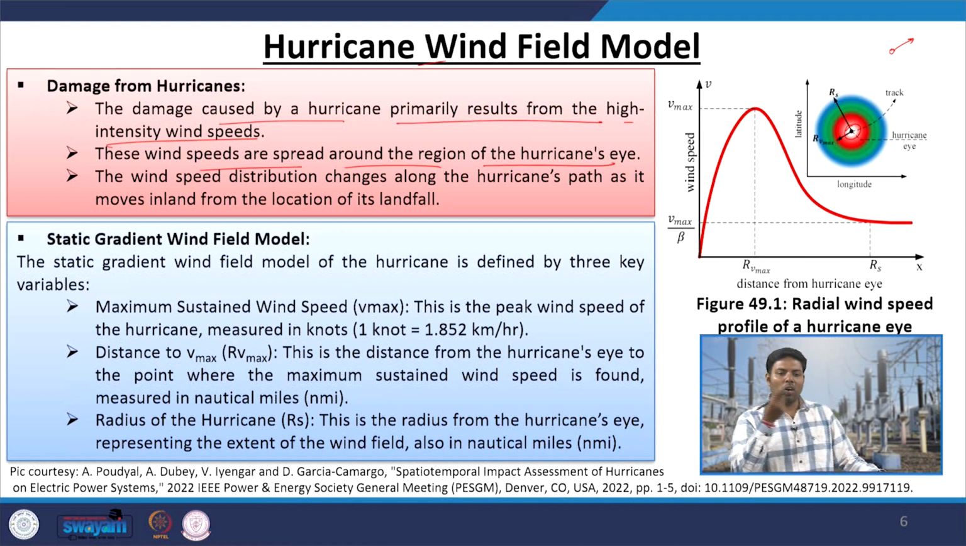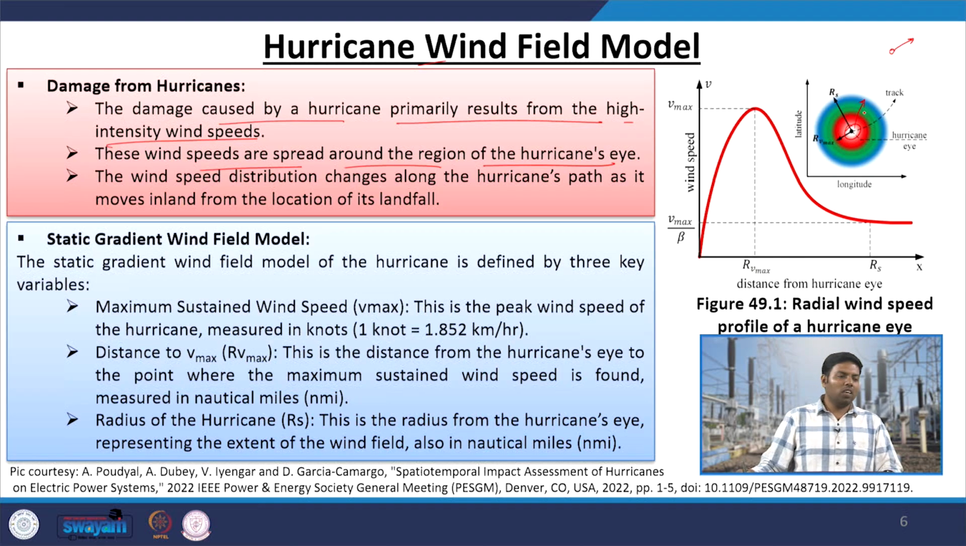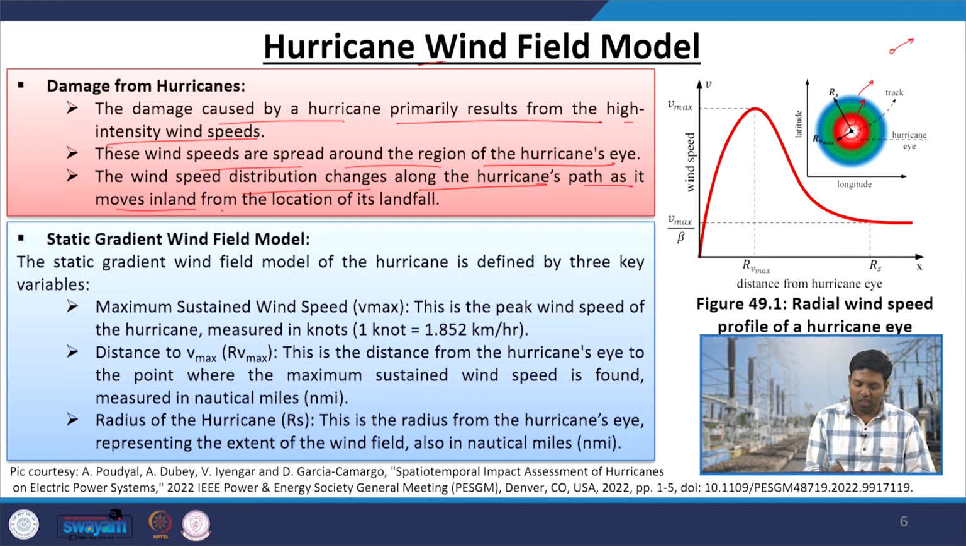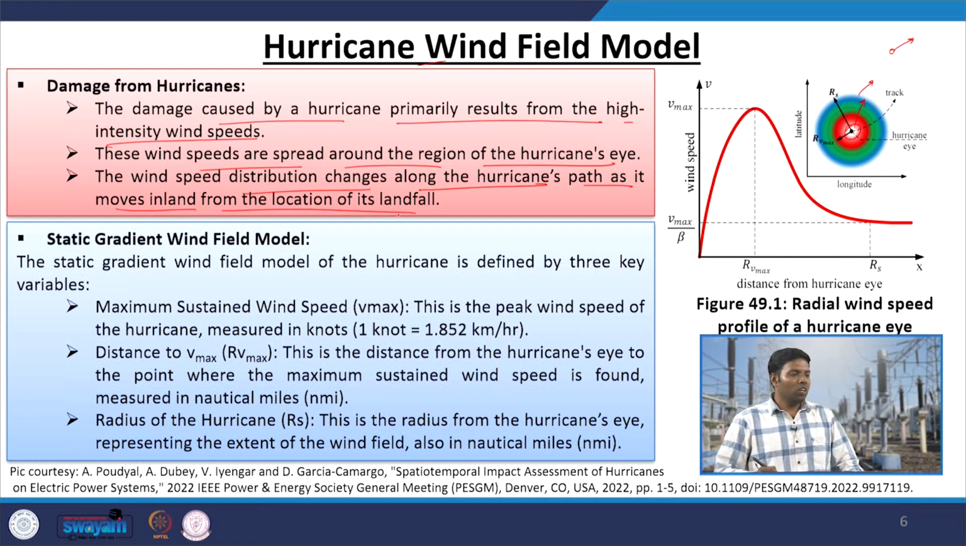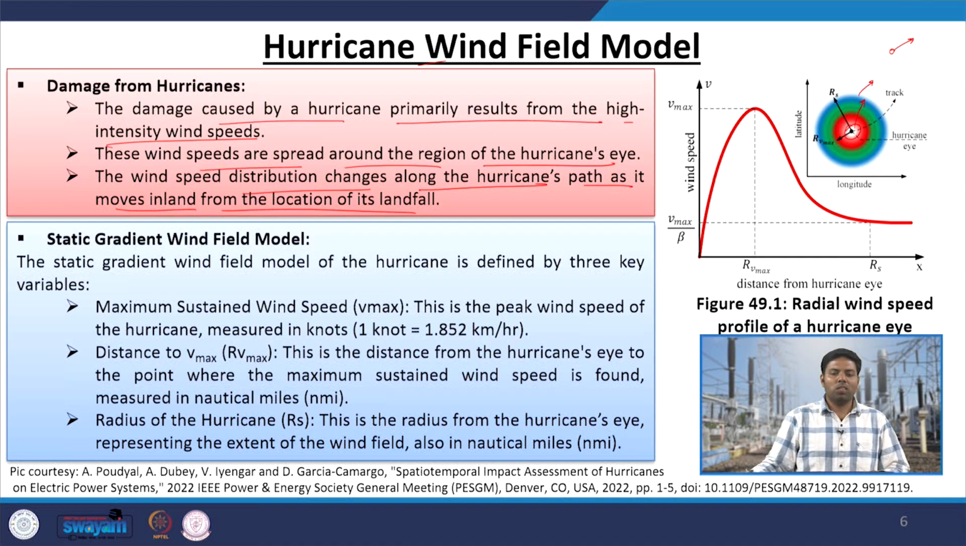If you go from the eye towards the outside of the hurricane, then the speed gradually increases. And outside the hurricane, again your speed will become 0. So, the wind speed distribution changes along the hurricane's path as it moves inland and with the location of its landfall. At the landfall the speed will be very high when it enters the land, and then when it traverses the land the speed will gradually decrease. So, that is the track speed.